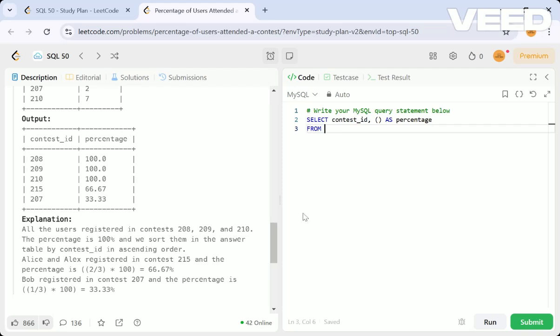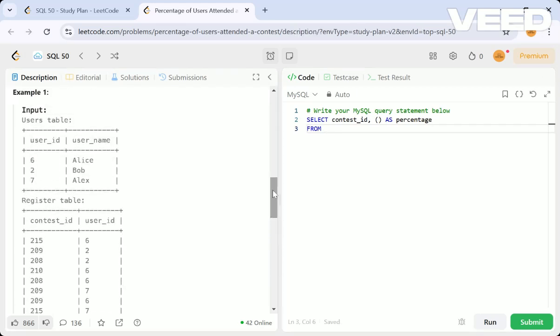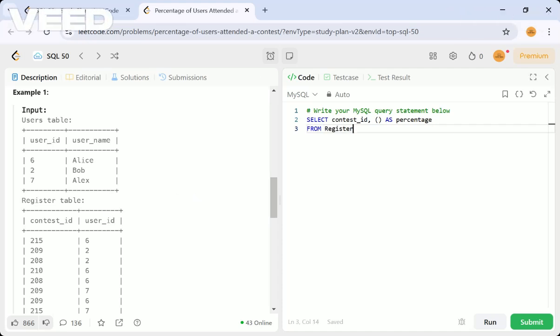From which table do we have to take? We have two tables. Let's see. First, the register table, because for every contest we want, those things are present in the register table only, right? From the register table we have to take contest id. Contest id is in the register table, so from the register table only we have to take it.